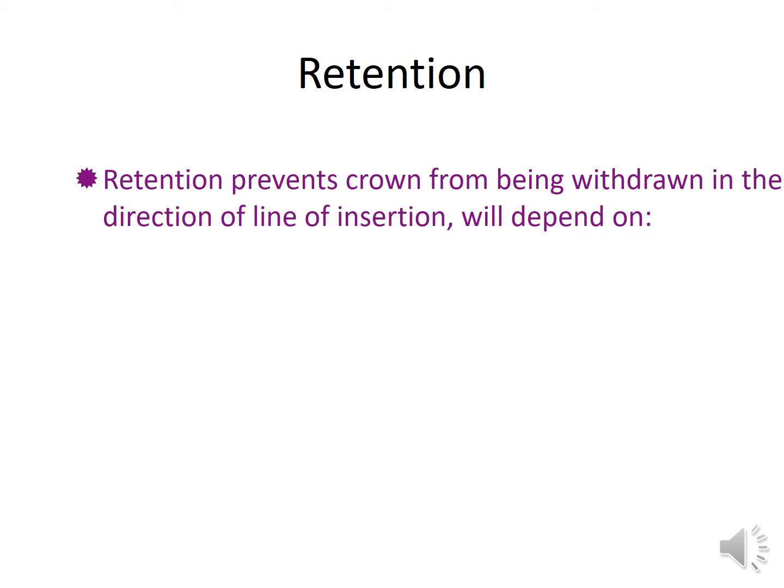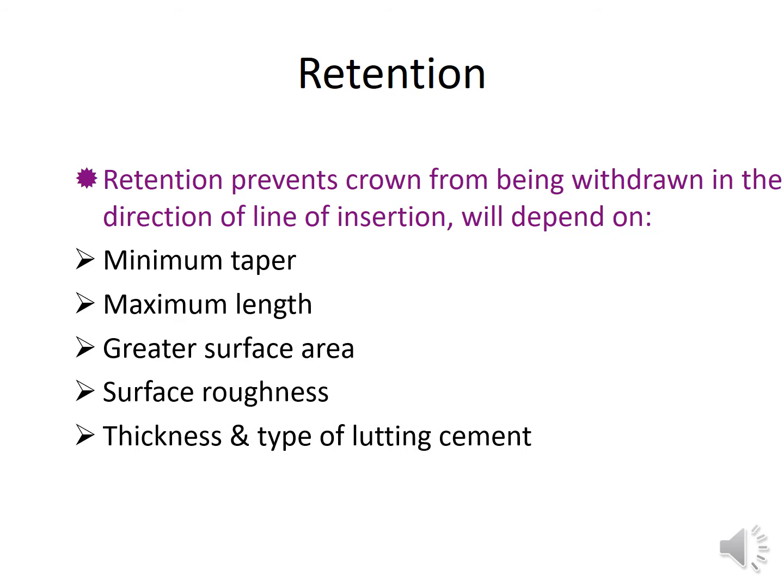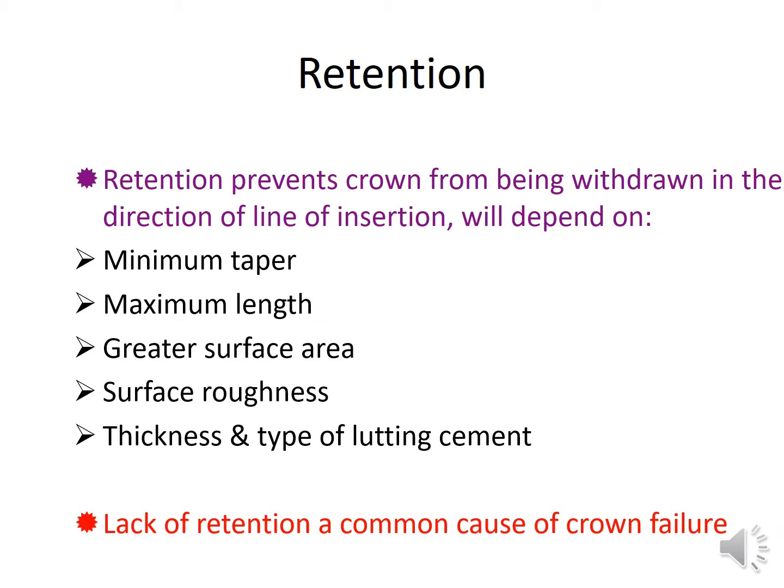Retention prevents the crown from being withdrawn in the direction of the line of insertion. It depends on minimum taper, maximum length, great surface area, surface roughness, thickness and type of luting cements. Okay. Lack of retention is a common cause of crown failure.